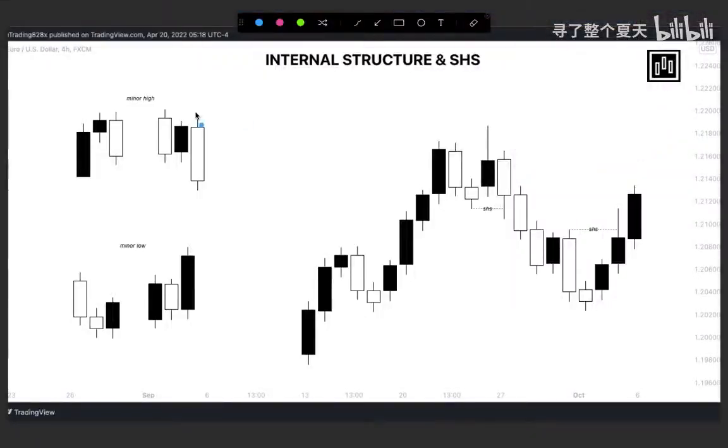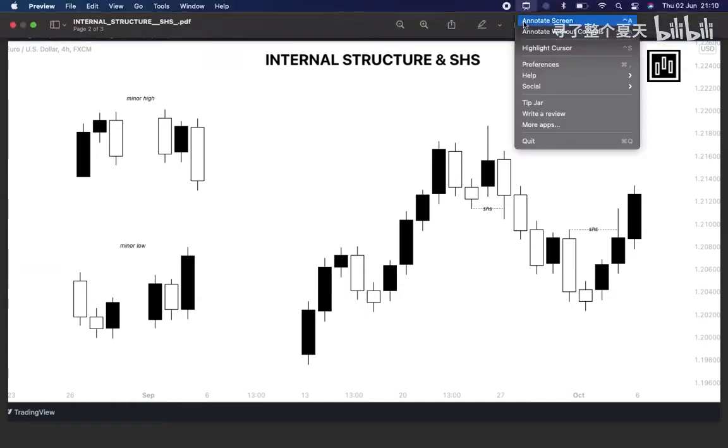Right. So as I was saying, you need to be able to differentiate between major structure and minor structure, right? So now it comes with understanding the candlesticks each and every time, right? So what's happening within the candlesticks? We're going to look at an example of a minor high in this case.